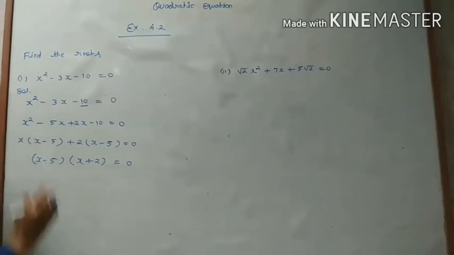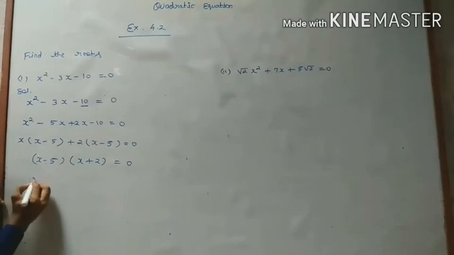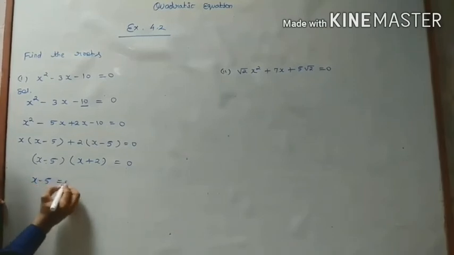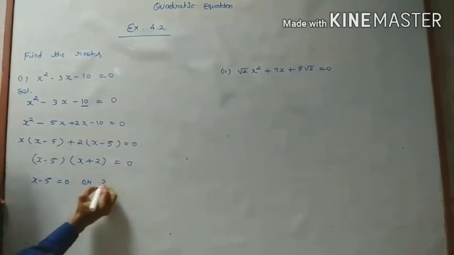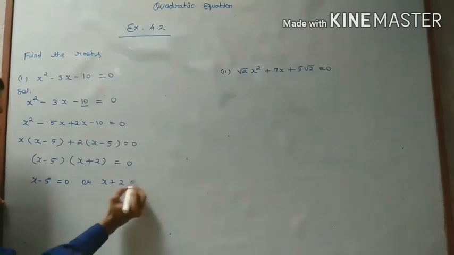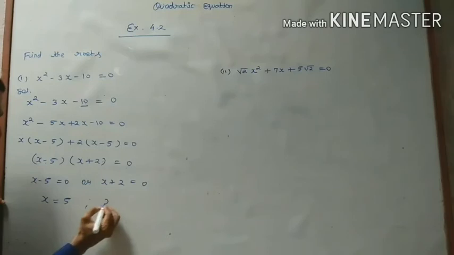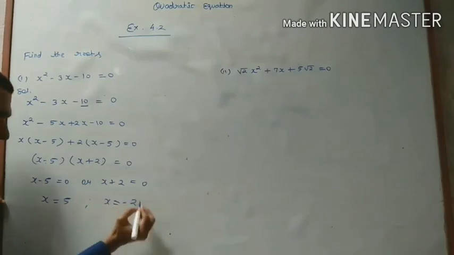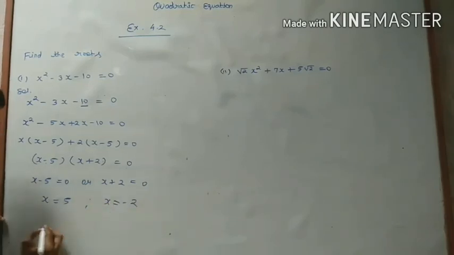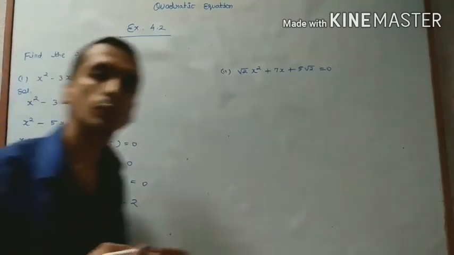So there are two terms. Okay, x - 5 is equal to 0 or x + 2 is equal to 0, so x equals 5 and x equals -2. So there are two roots, you have to find 5 and -2, the roots, that means the solution of this equation.